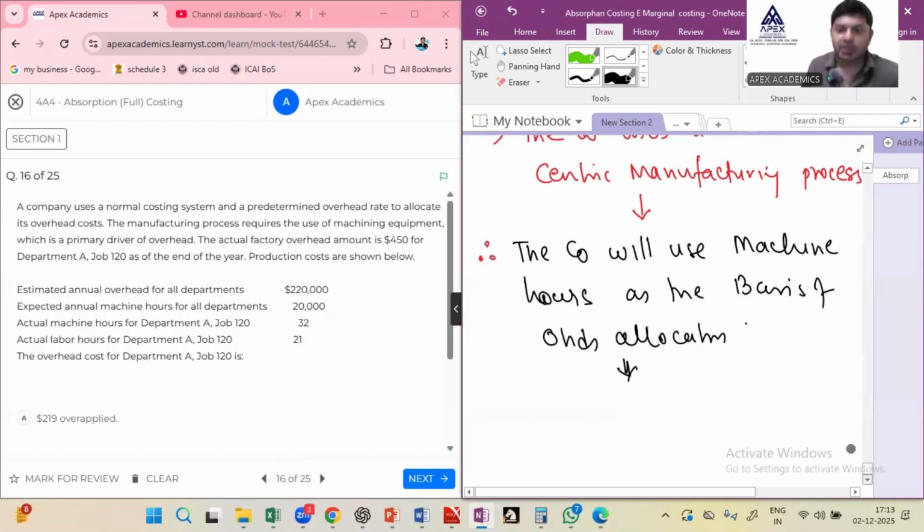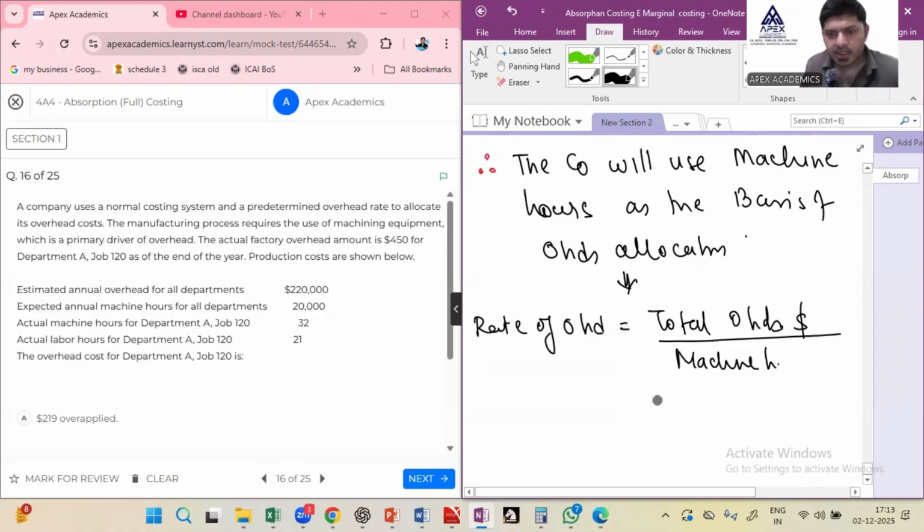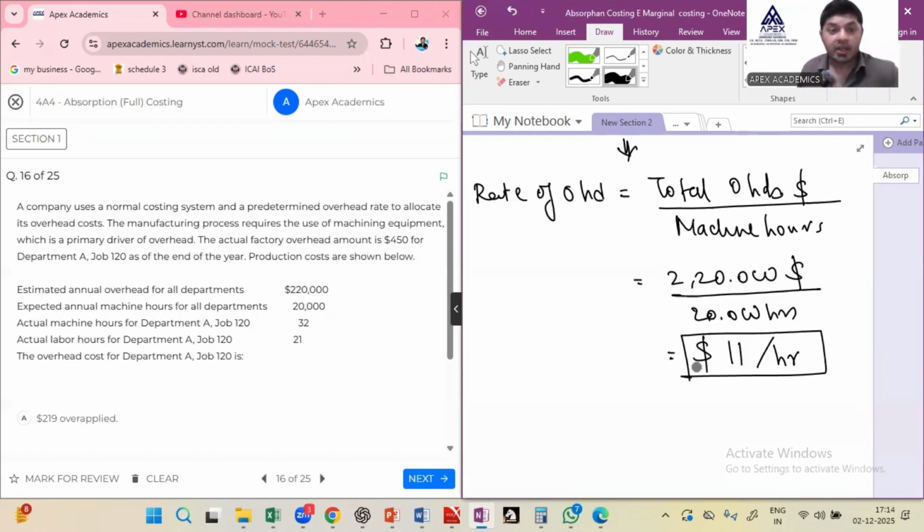Here, please try to understand. I will need a rate of overhead, which will be my total overheads in dollars divided by my machine hours. Sir, our total expense was 2,20,000, and within this 2,20,000 we ran our machines for 20,000 hours. Sir, this means we have done our work at $11 per hour. What is our working rate, sir? $11 per hour.